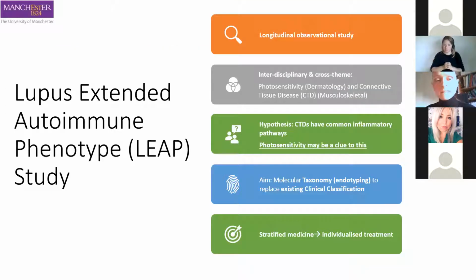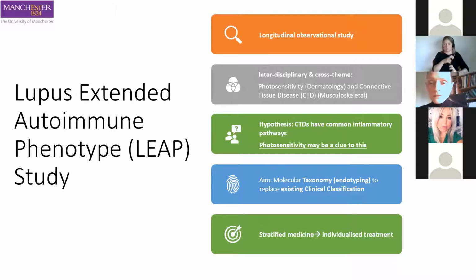The Lupus Extended Autoimmune Phenotype Study is a longitudinal cohort study. It's a collaboration between dermatology and rheumatology, and it seeks to characterize connective tissue disease based on the integration and correlation of immunogenetic, serologic, and clinical features, including photosensitivity, which is the focus of this talk.